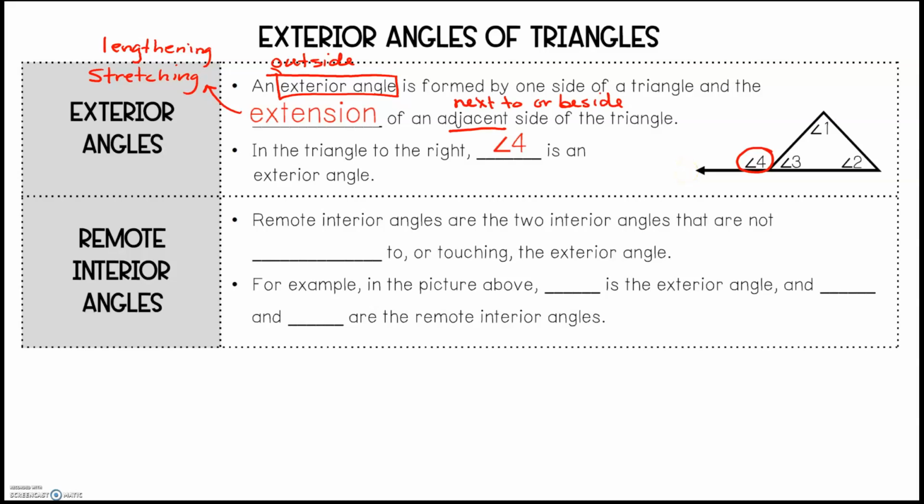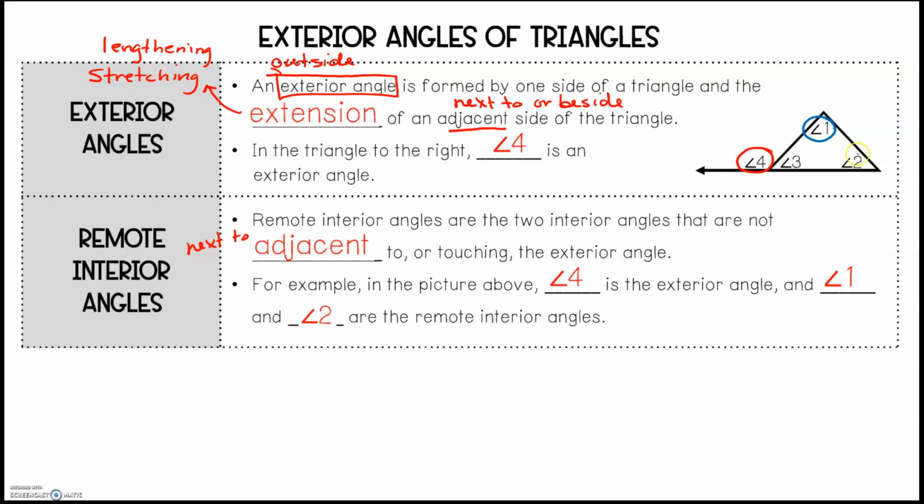Okay, so remote interior angles are the two interior angles that are not adjacent or next to or touching the exterior angle. For example, in the picture above, angle 4 is the exterior angle, and angle 1 and 2 are the remote interior angles.